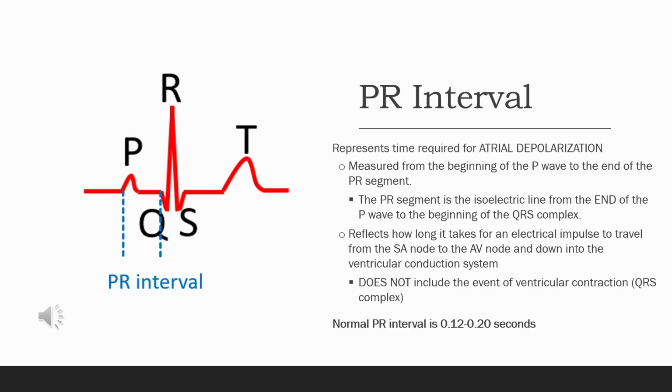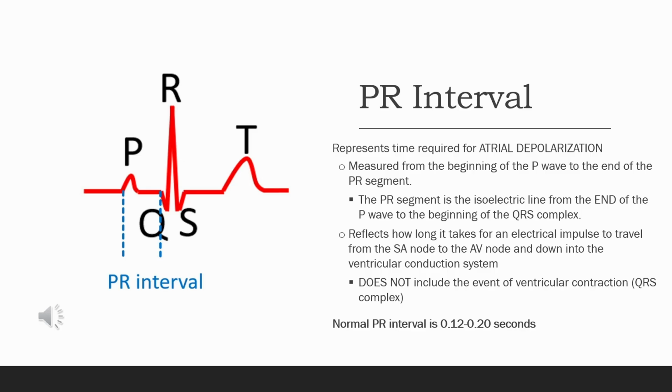All right, so now let's take a closer look at the PR interval, which is a very key measurement on the ECG that reflects how long it takes for an electrical impulse to travel from the SA node down to the atria, reach the AV node, and move into the ventricular conduction system, starting the QRS complex. So let's break down the PR interval. The PR interval begins at the start of the P wave, and it ends at the start of the QRS complex. It represents the time that's required for atrial depolarization, as well as that slight delay that occurs at the AV node before the impulse is transmitted to the ventricles.